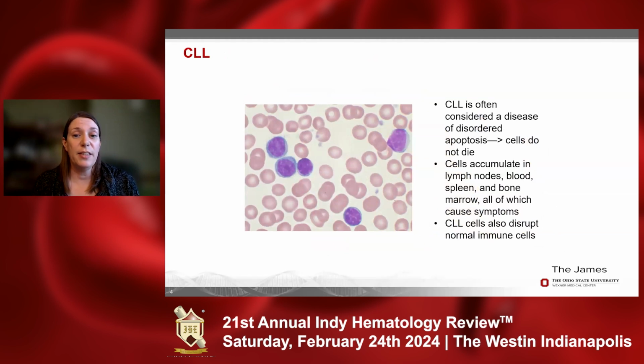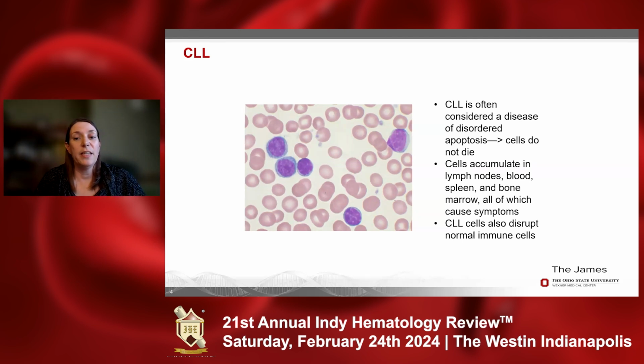CLL is often considered to be a disorder of disordered apoptosis. So apoptosis is a way that cells will normally cause their own death once they've completed their assigned purpose. In all cancers, cells don't die. And in CLL, because the cells don't actually grow so quickly, it's considered mostly to be a problem, just that the cells are immortal. And so these cells will eventually accumulate in lymph nodes, blood, spleen, and bone marrow. And these cause all of the symptoms that we see in CLL.